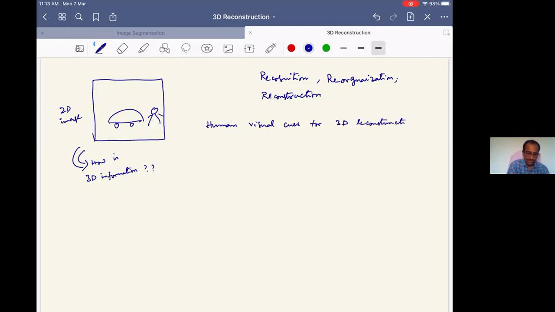Yes, some of the cues which you have been observing in getting the 3D reconstruction. Can't you tell? Yeah, what are the clues that you think are helpful in getting the 3D information from images? When you see, what are you observing to get the 3D information?